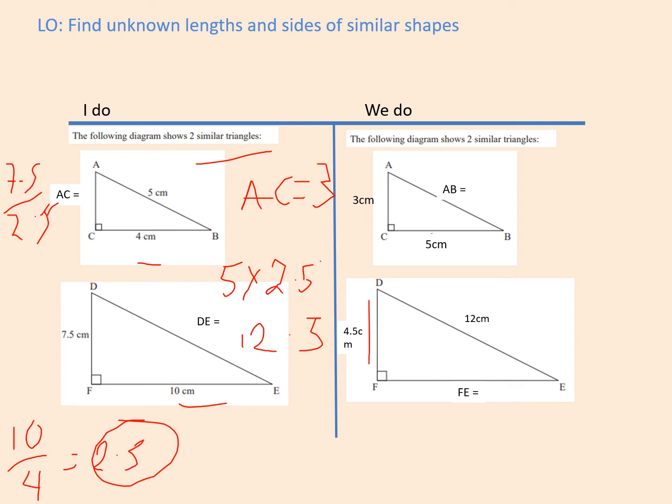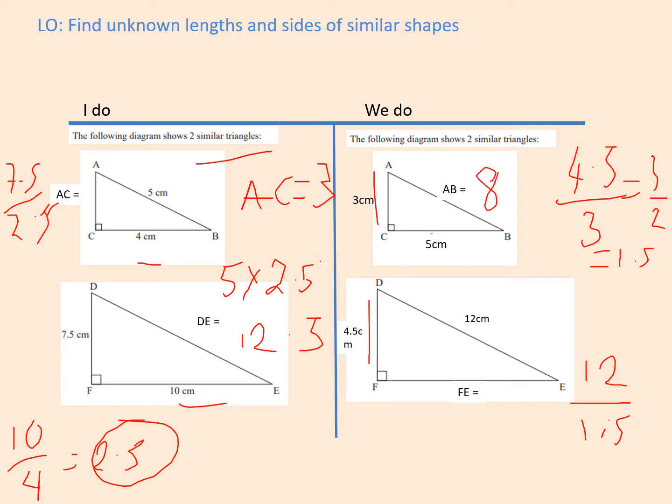Okay, two side lengths here that we can compare. So 4.5 divided by 3, 3 over 2 equals 1.5. Okay, so we need 12 divided by 1.5. I'm assuming you've got it, that's 8. And then we've got 5 times 1.5, 7.5. Pause the video if you need to copy any of those down.